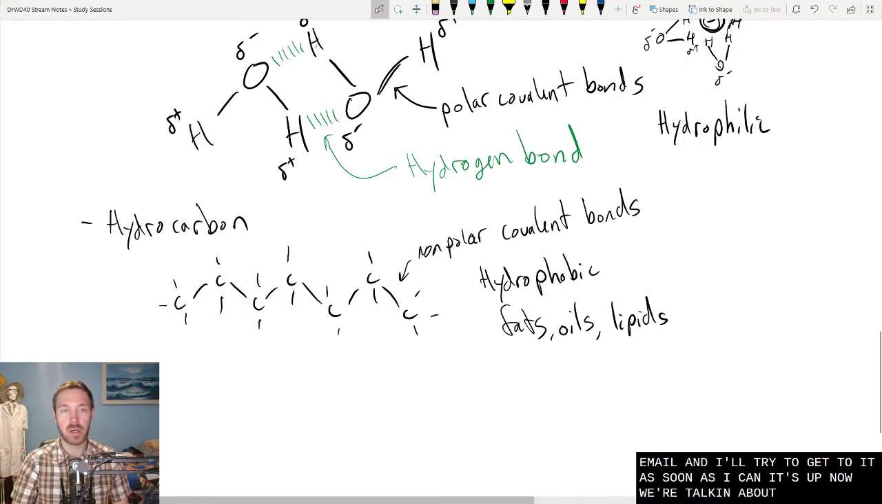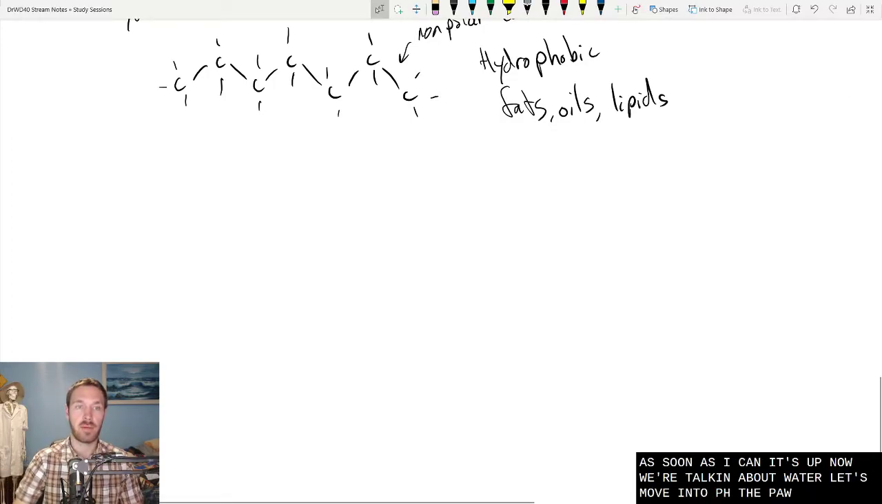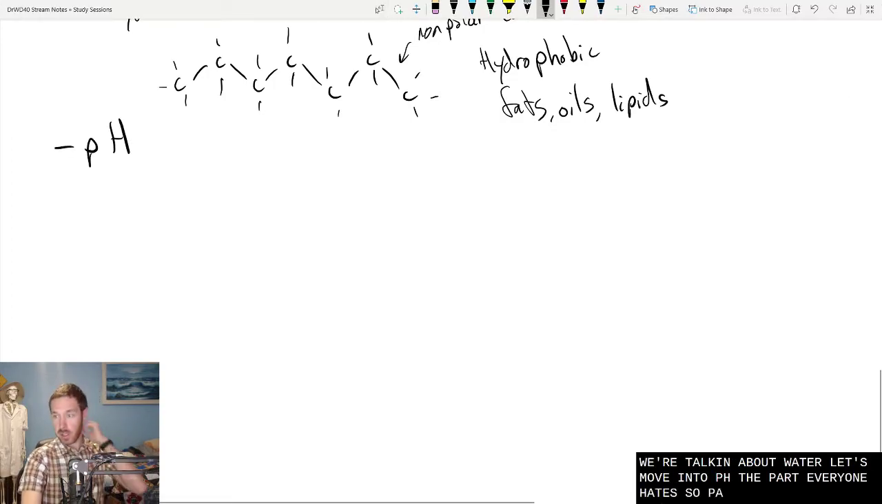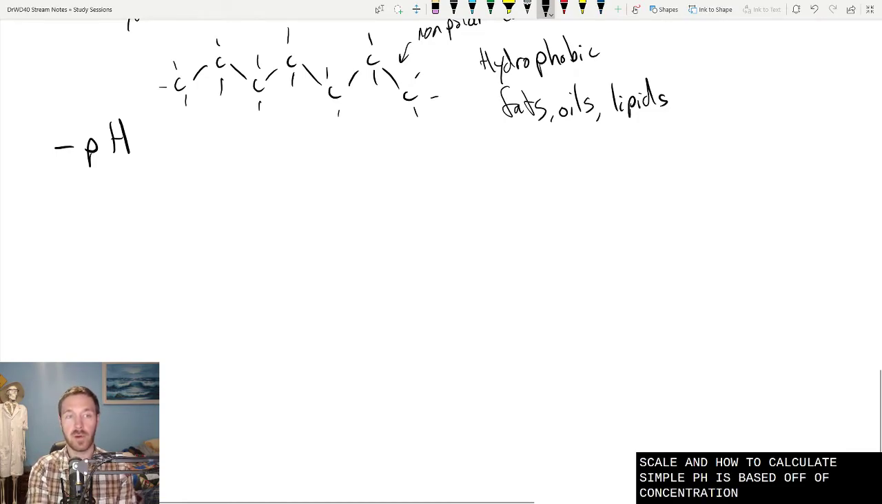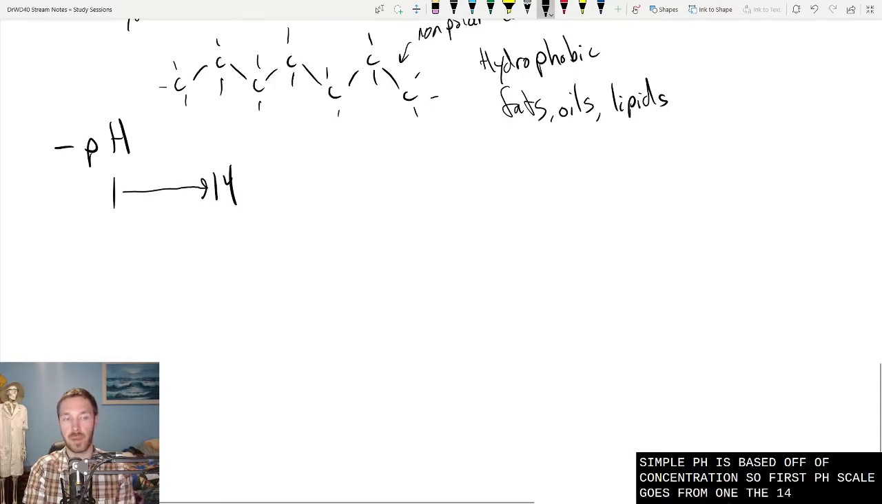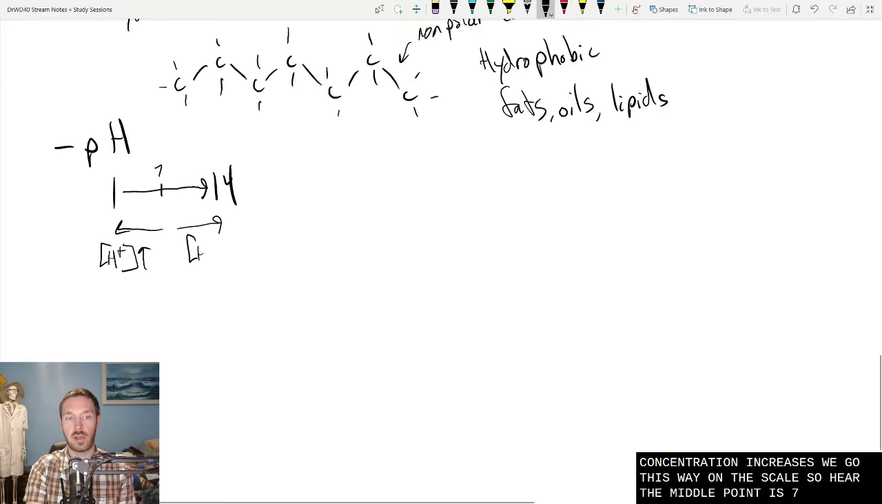So now that we're talking about water, let's move into pH, the part everyone hates. So the extent of this is understanding the pH scale and how to calculate simple pHs based off of concentration. First, the pH scale goes from 1 to 14. We go this way on the scale, hydrogen ion concentration increases. We go this way on the scale. Here the middle point is 7. Hydrogen ion concentration decreases.